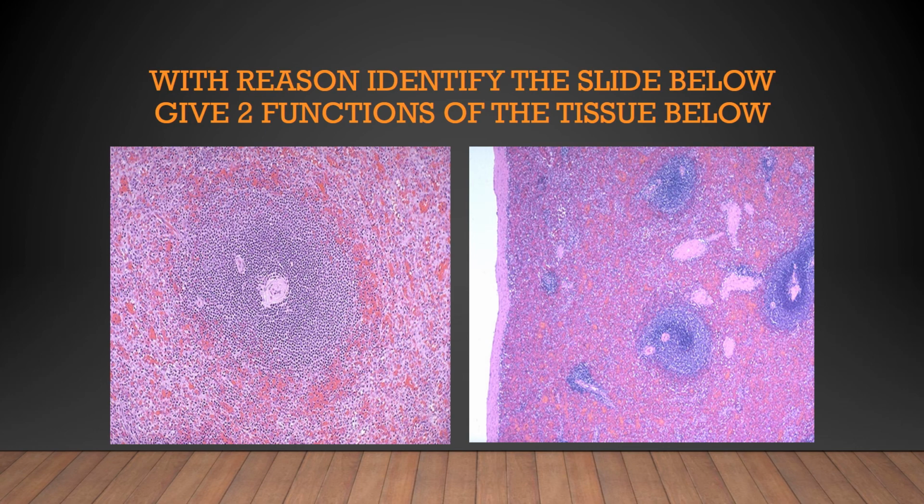So both these slides are of the spleen. The reason is it contains red pulp and white pulp, with the white pulp having a central arteriole. It's also encapsulated, and the red pulp contains splenic cords and sinusoids. As for the functions, it plays a role in immunity and red blood cell sequestration.